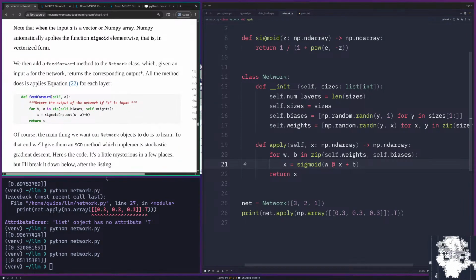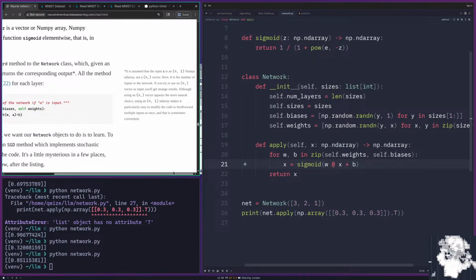Of course, oh wait, I missed a footnote here. It is assumed that the input A is an n by 1 numpy ndarray, not an n by nothing vector. There we go. That was exactly the problem we were running into. Here, n is the number of inputs to the network. If you try to use an n by nothing vector as input, you'll get strange results. Although using an n by nothing vector appears the more natural choice, using an n by 1 ndarray makes it particularly easy to modify the code to feed forward multiple inputs at once, and that is sometimes convenient.